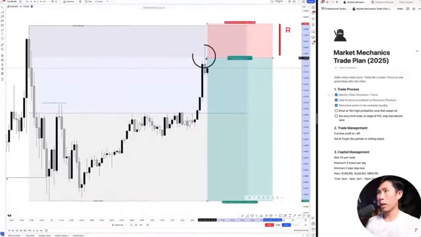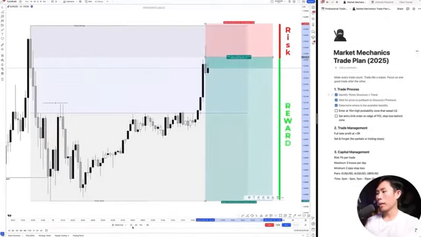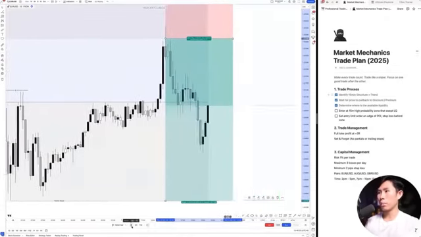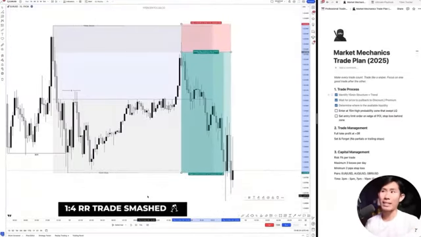You can see right here, price comes up there, taps us into the zone, taps us into the trade right here, and let's just see what price does. Eventually price comes down, collapsing, and boom, smashes our TP. As simple as that, guys. And in this case, this is a 1:4 trade, right?